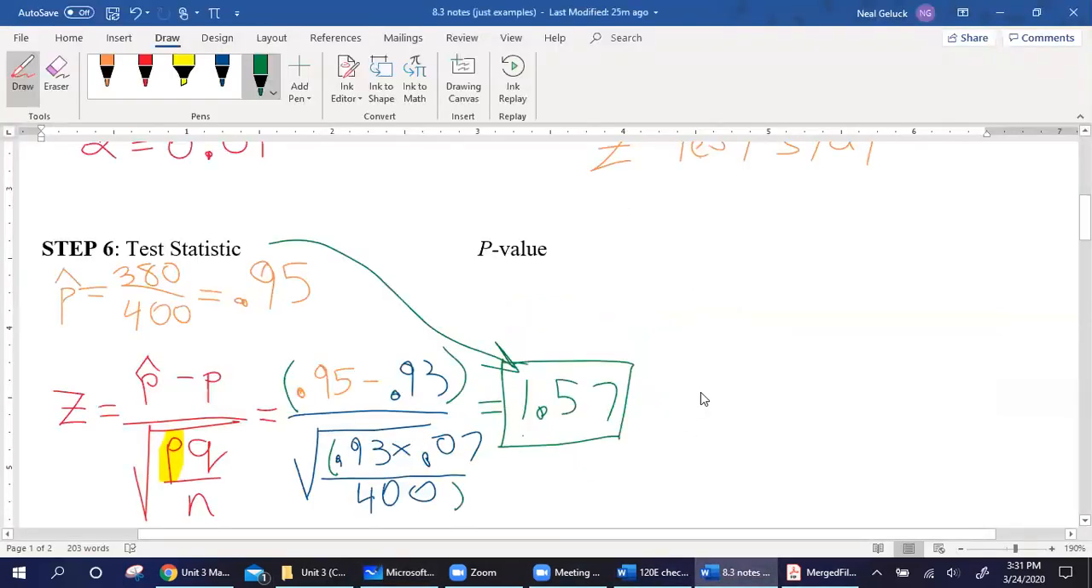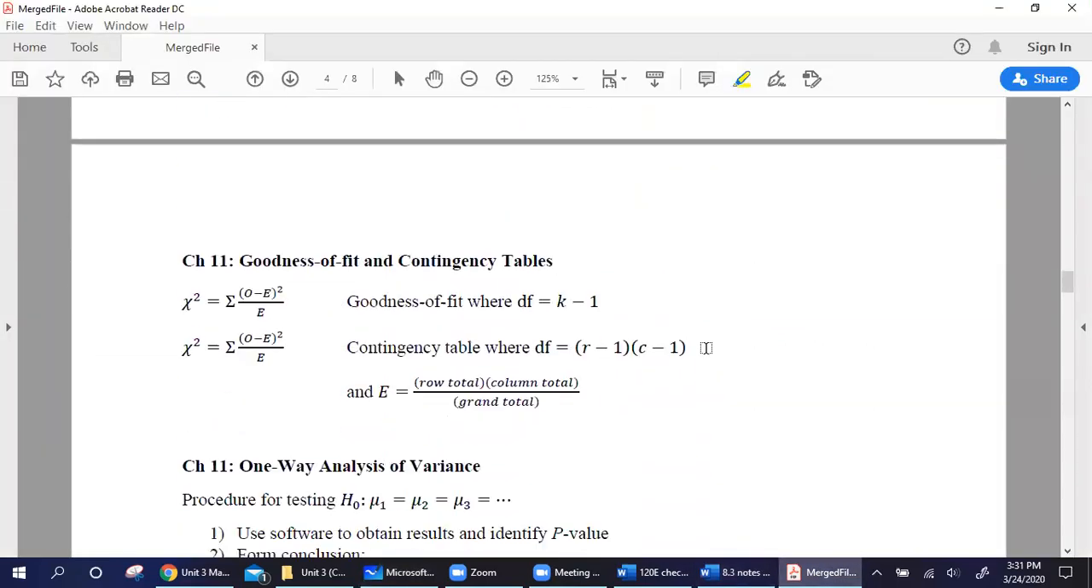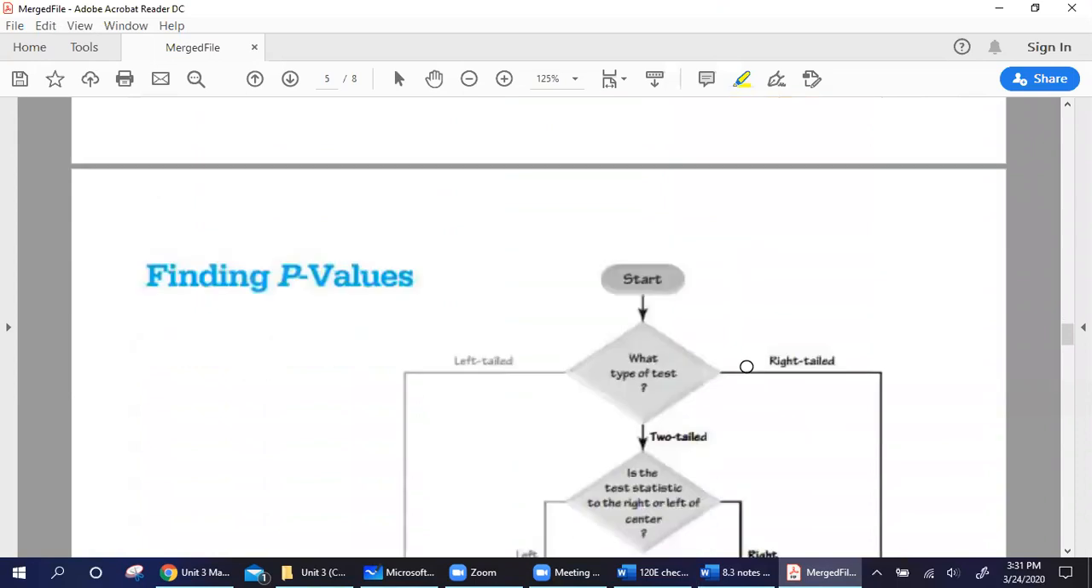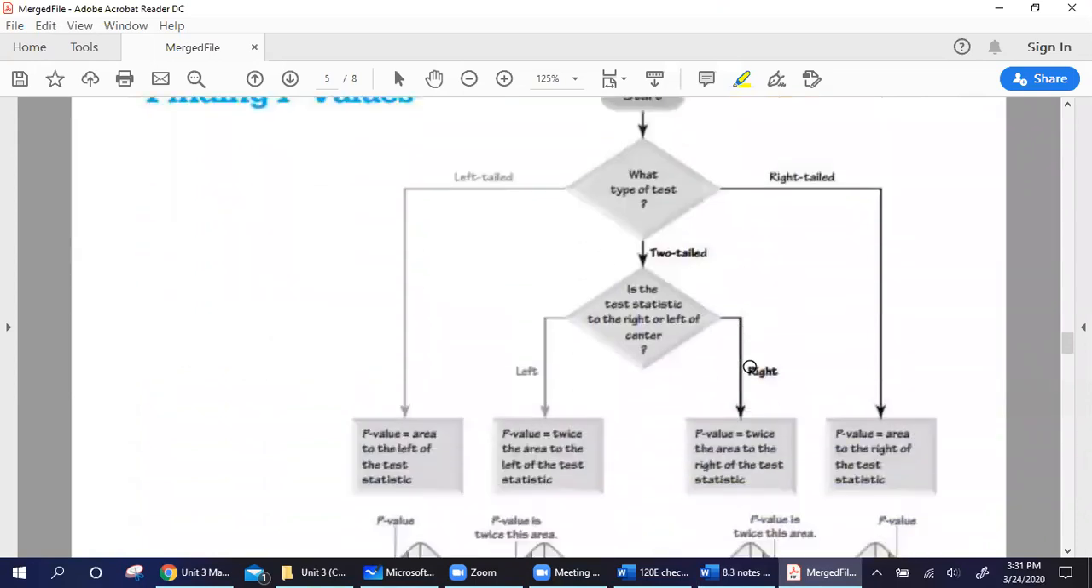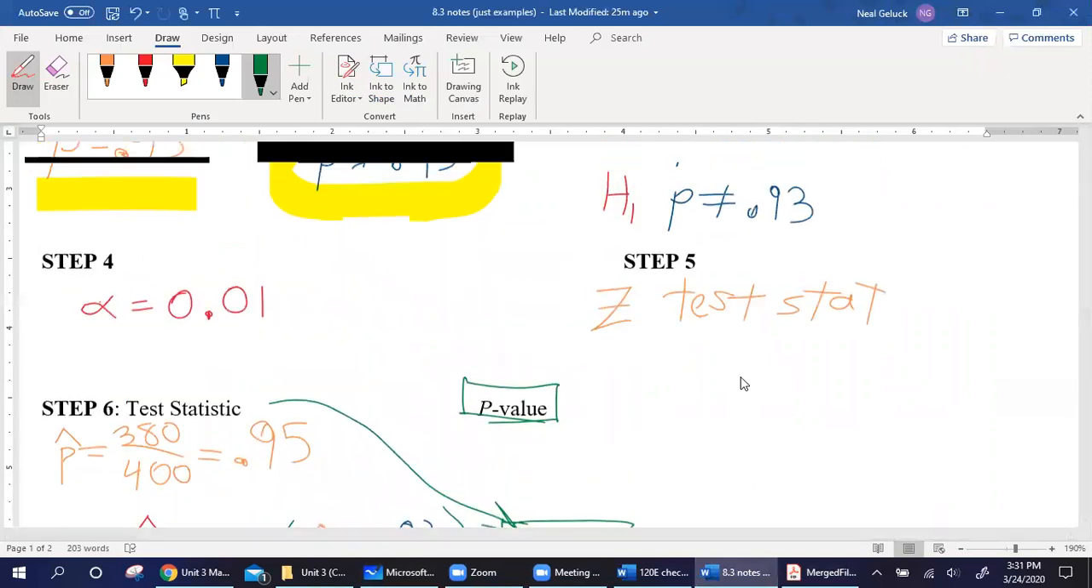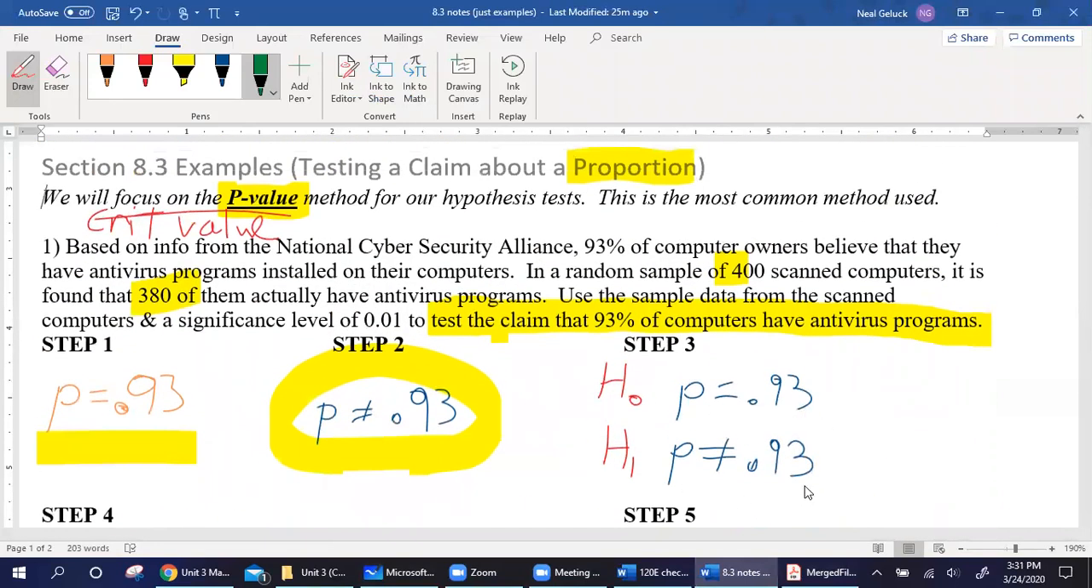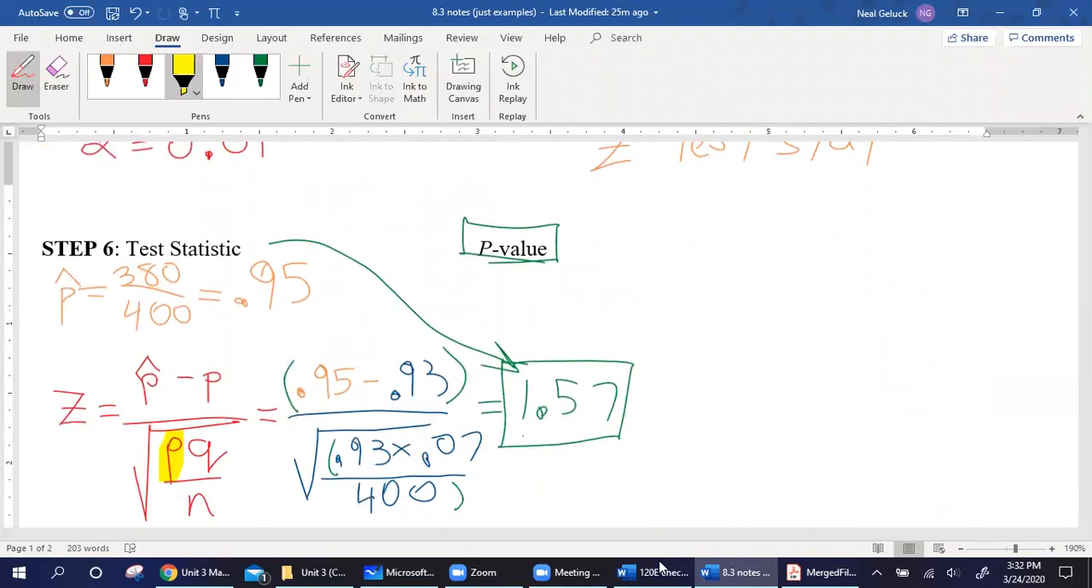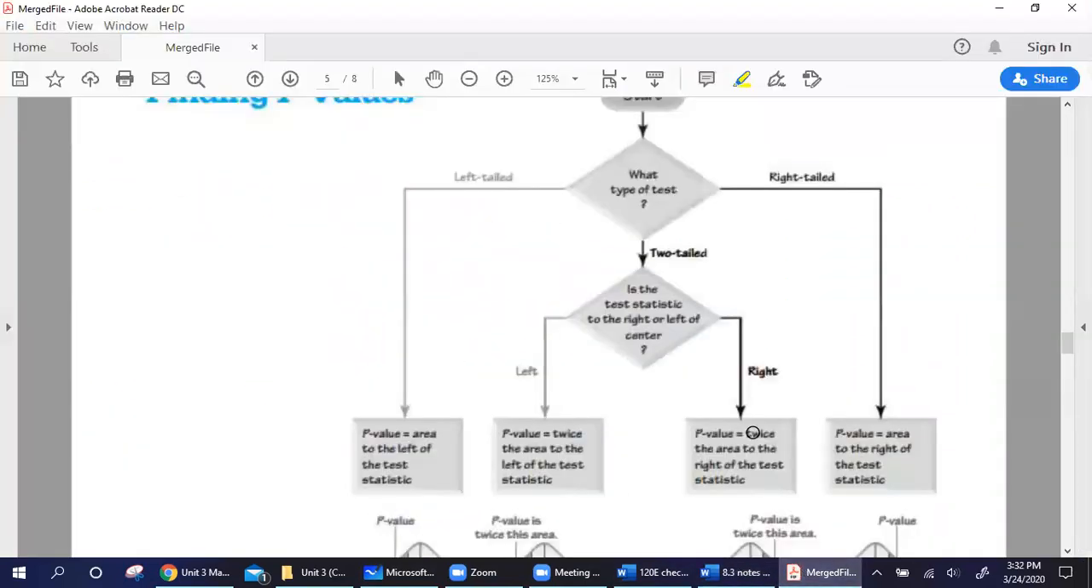So since we're only focusing on the p-value, not the critical value, we've got to figure out how to get the p-value. If we look on our packet for finding p-values, we need to know what type of test this is. Remember, that goes back to what symbol was used in the alternative. It was a not equal to. That tells me it's a two-tail test. So this one is two-tailed.